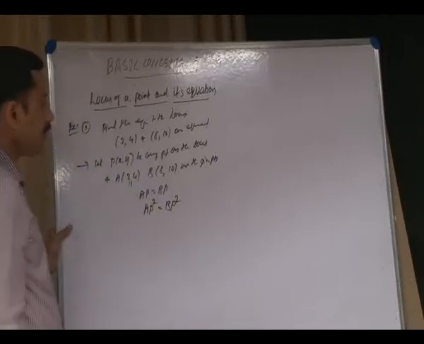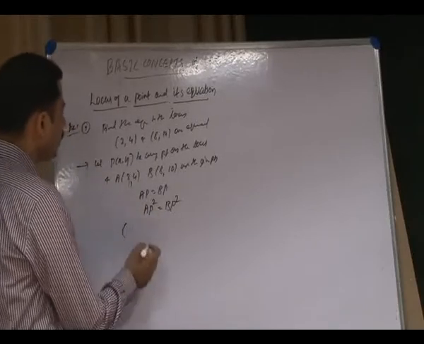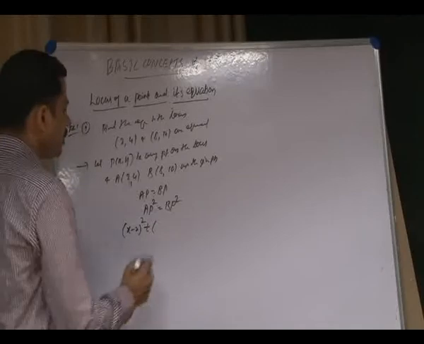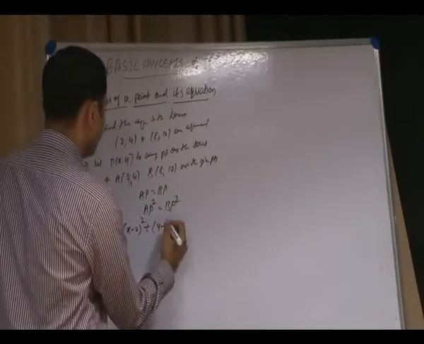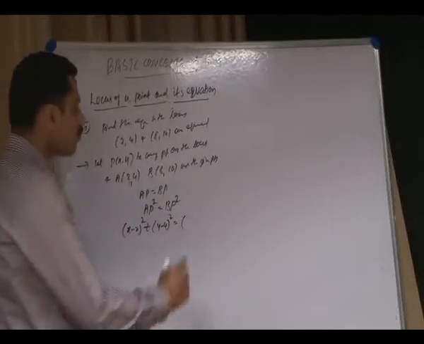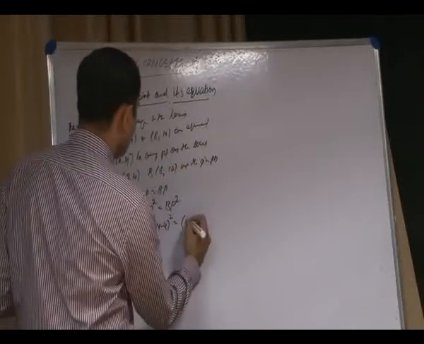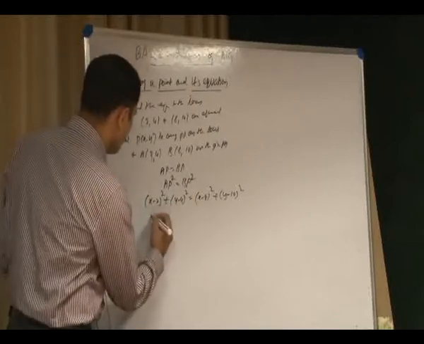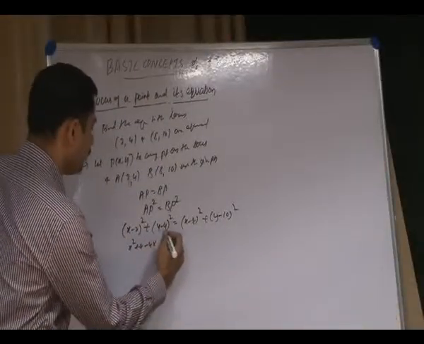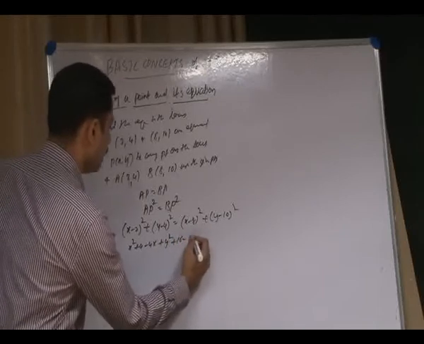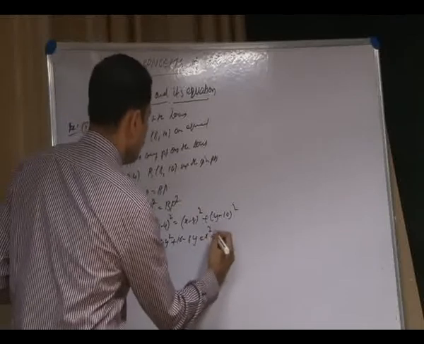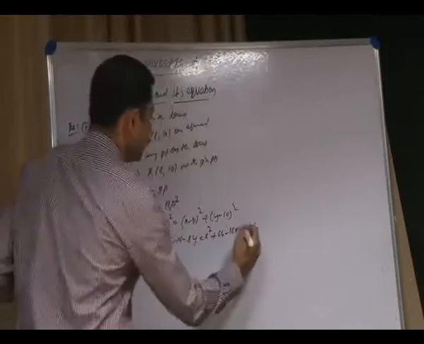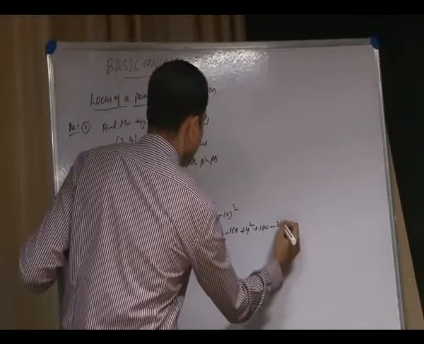So to calculate AP and BP, we use the distance formula, that is given by x2 - x1. AP, this is the second point, so (x - 2)² plus (y2 - y1), that is (y - 4)², is equal to BP². So BP is (x - 8)² plus (y - 10)². So just simplify: x² + 4 - 4x + y² + 16 - 8y is equal to x² + 64 - 16x + y² + 100 - 20y.